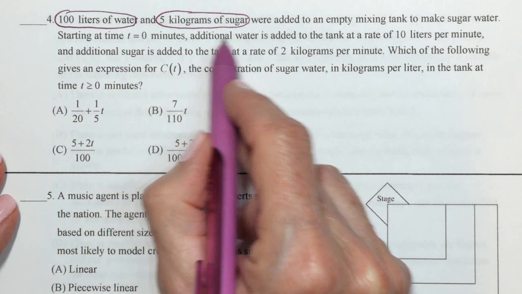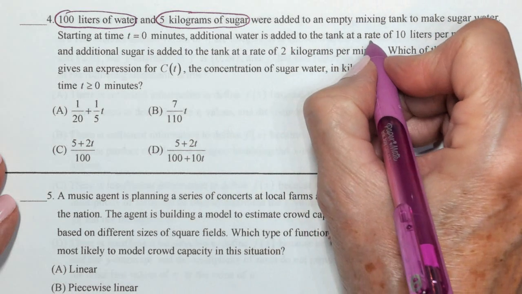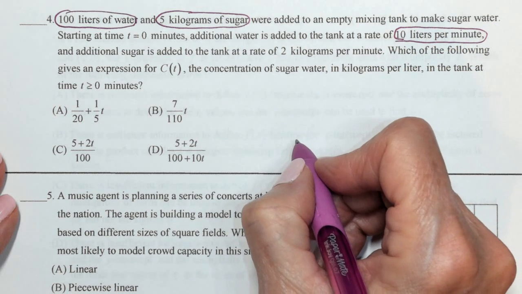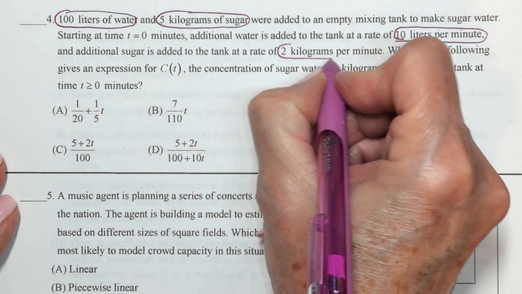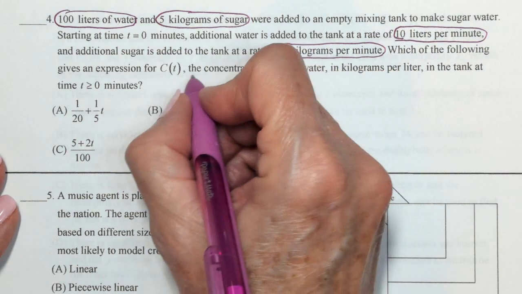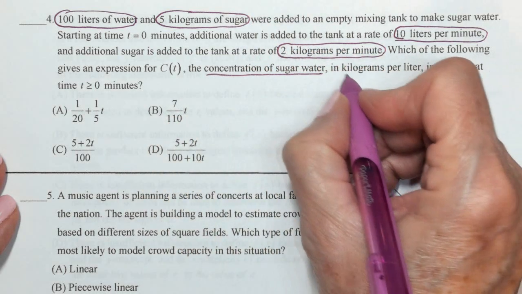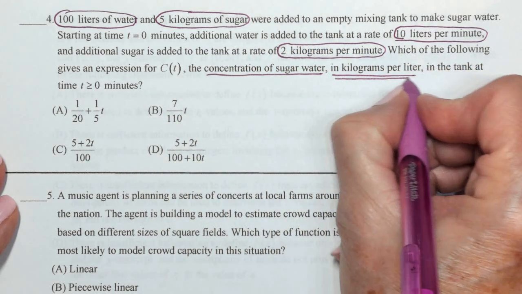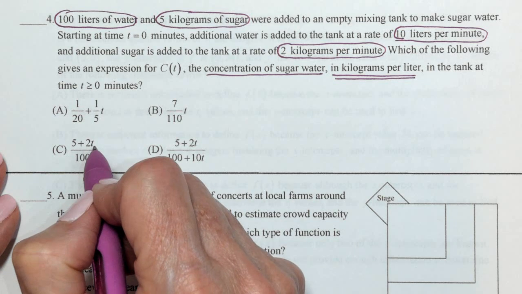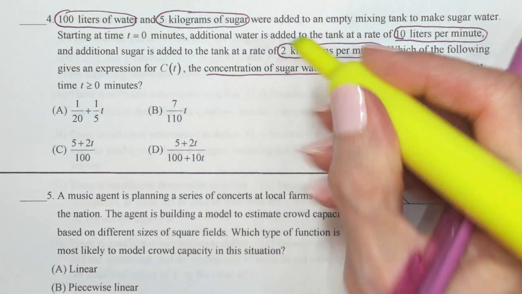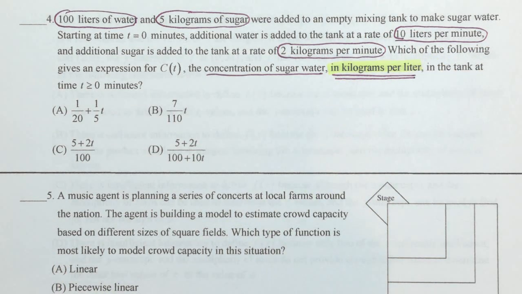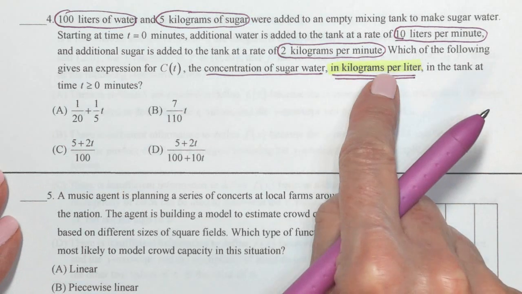Starting at time 0, additional water is added to the tank at a rate of 10 liters per minute, and additional sugar is added to the tank at a rate of 2 kilograms per minute. Which of the following gives an expression for C of T, the concentration of sugar water in kilograms per liter in the tank at time greater than 0 minutes? The units here are your friend. It's telling you what to do. It's telling you to put kilograms divided by liters, kilograms per liter.